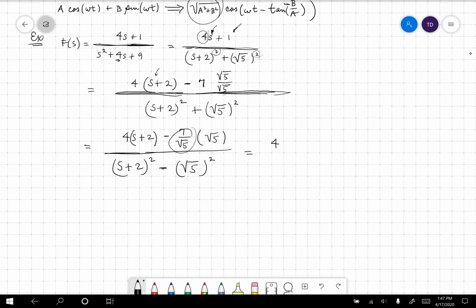f of t equals 4 e to the minus 2t cosine of square root of 5 t, minus 7 root 5 over 5 e to the minus 2t sine of root 5 t. And there you have it.